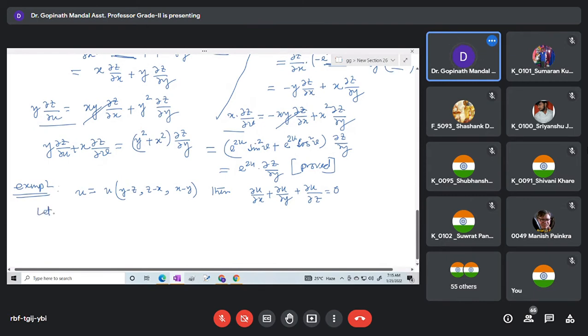First let this y minus z be another variable. Y minus z equal to r. Similarly, z minus x equal to another variable s, and x minus y is another variable t. So now u is a function of r, s and t, where r is a function of y and z, s is a function of x and z, and t is a function of x and y.